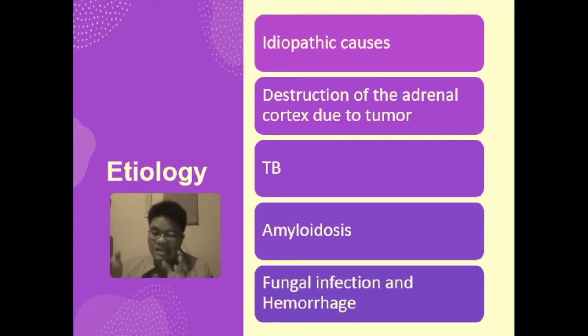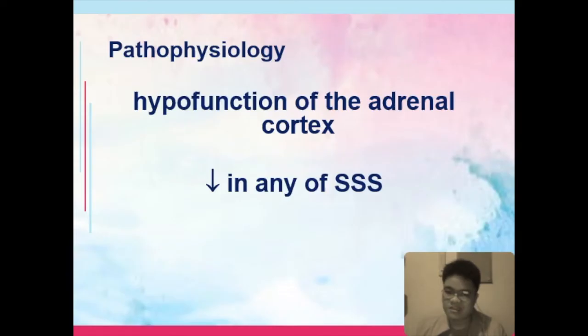So again, in amyloidosis, there is an abnormal protein that builds up in your organs and alters their function. Then you also have your fungal infection and hemorrhage, which can cause your adrenal insufficiency. Now, pathophysiology. Our problem here in adrenal insufficiency is that there is hypofunction of the adrenal cortex, meaning the adrenal cortex is not functioning well.